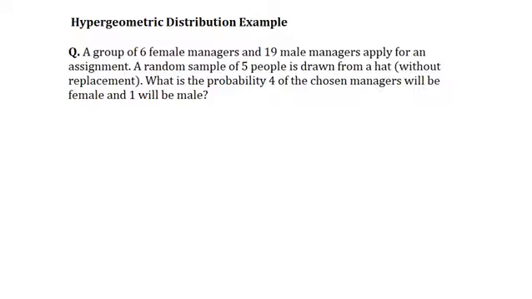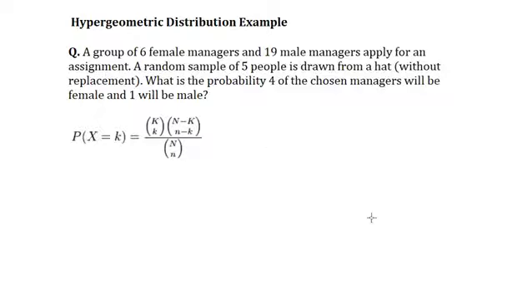This is without replacement, so we know that we're not going to be able to use the binomial distribution. We're going to have to use the hypergeometric distribution formula. We want to find out the probability 4 of the chosen managers will be female and 1 will be male. So let's take this one part at a time.